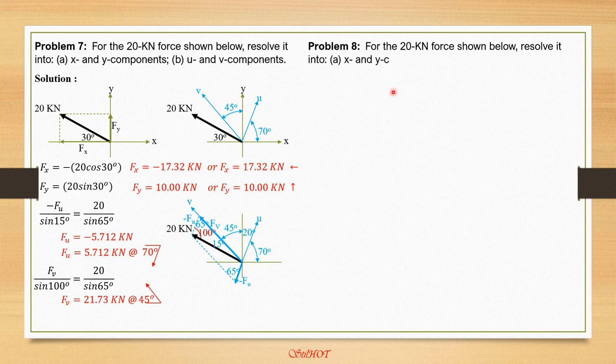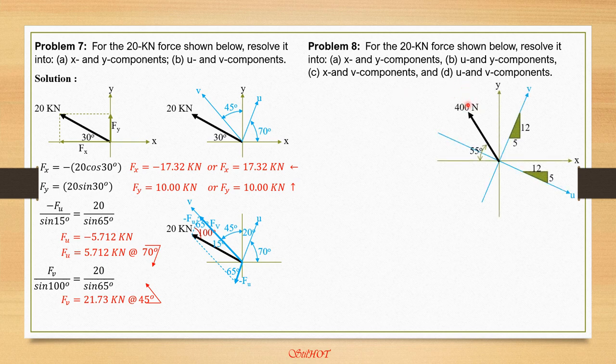Problem 8, for the 20 kilonewton force shown below, resolve it into a, x and y components, b, u and y components, c, x and v components, then letter d, u and v components. So u and v again are perpendicular to each other, and we can compute the angle here and this angle here. u is making an angle of arctan of 5 over 12 with a positive x-axis, but it is clockwise direction.